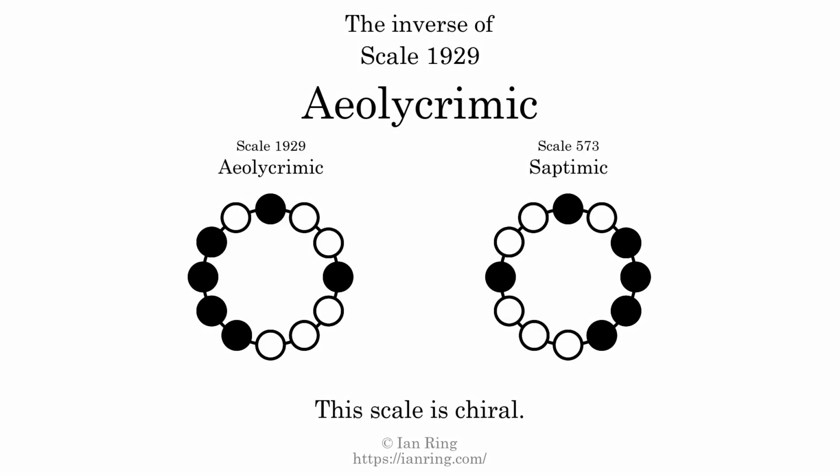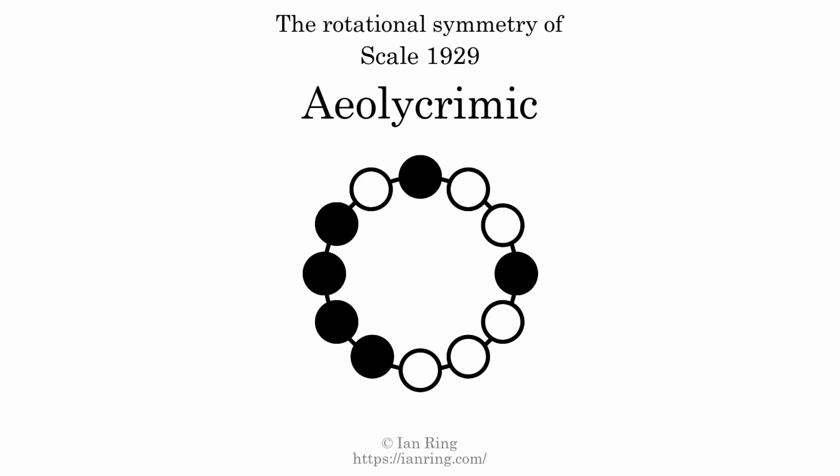The inverse of a scale is a mirror image. It is what you get when the sequence of intervals is reversed. The inverse of this scale is scale 573, also known as aptimic. This scale is chiral. It cannot transform into its inverse by rotational transformation. This scale has no rotational symmetry.